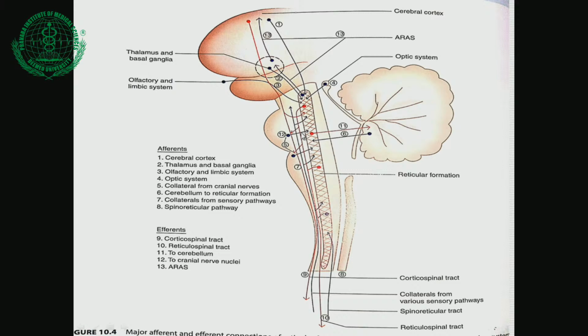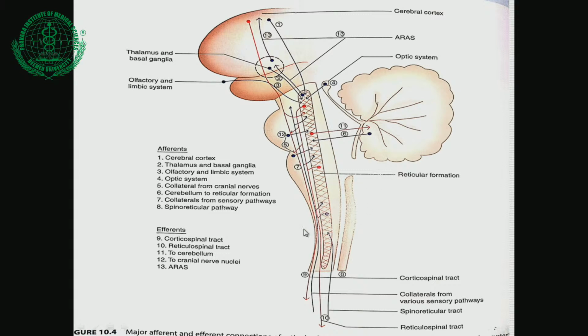Here are the 12 cranial nerve nuclei. And number 13 is the ascending reticular activating system, also known as ARAS. So these are the afferents and efferents in one diagram of the reticular formation.